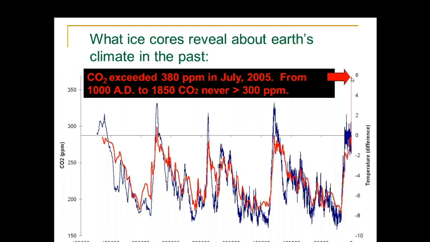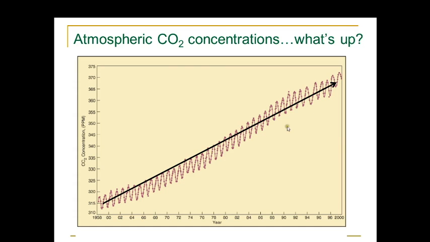Look here. In July 2005, carbon dioxide exceeded 380 parts per million. From 1000 AD to 1850, CO2 never exceeded 300 parts per million. Look at that. Here we have a graph of CO2 concentration in parts per million as a function of year from 1958 to 2000. And again, you can see the annual variation, but still we have an upward trend.